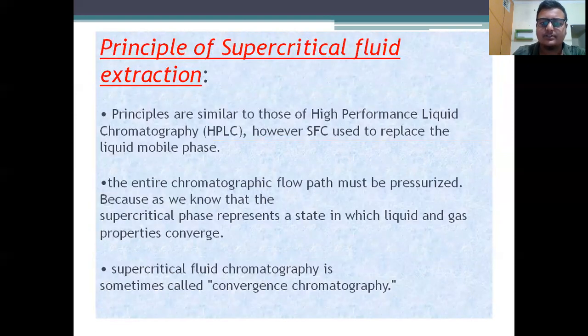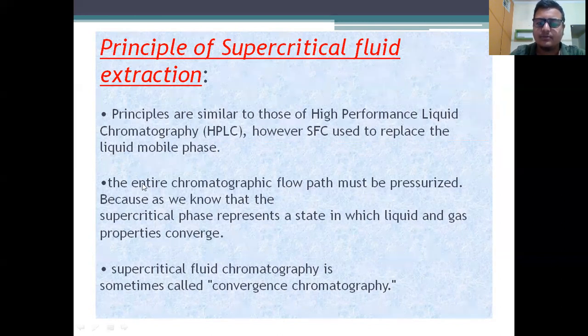So let us see some principles of supercritical fluids. The principle of supercritical fluid extraction is similar to that of high performance liquid chromatography, or HPLC. However, supercritical fluid extraction replaces the liquid mobile phase. That means that in high performance liquid chromatography, liquid is used as the mobile phase, but in supercritical fluid extraction, supercritical fluid, to be more precise supercritical carbon dioxide, is widely used as the mobile phase.